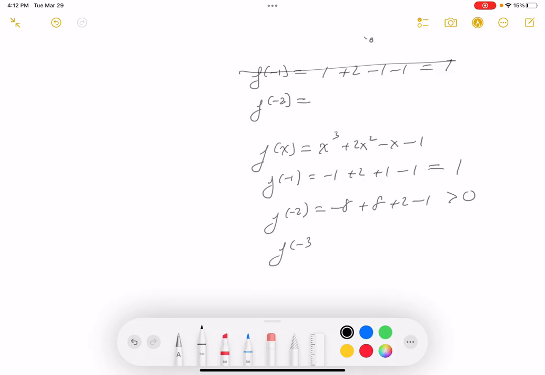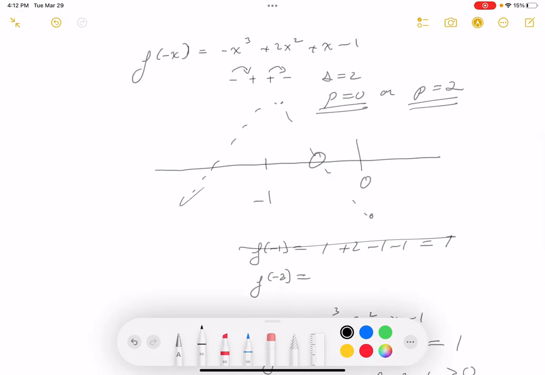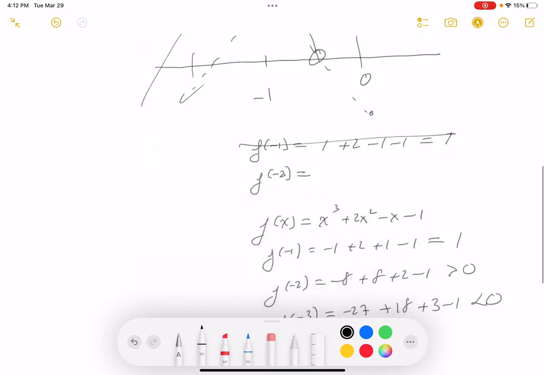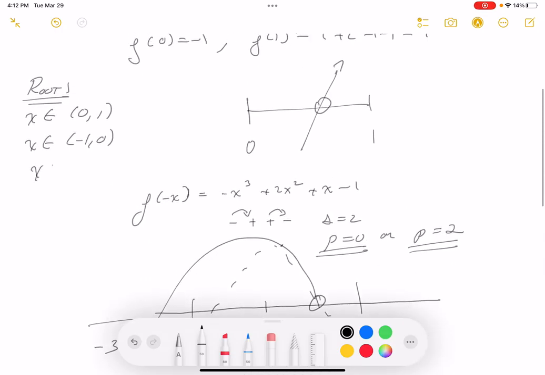Let's do f of minus 3. What do you get over there? You get minus 27, plus 18, plus 3, minus 1. And let's see what you get there. Oh, definitely negative. So what do I know now? I know it's going up, but it's coming back down between minus 2 and minus 3. I'll write that down for you. x is coming down between minus 3 and minus 2. So that's where my roots are.